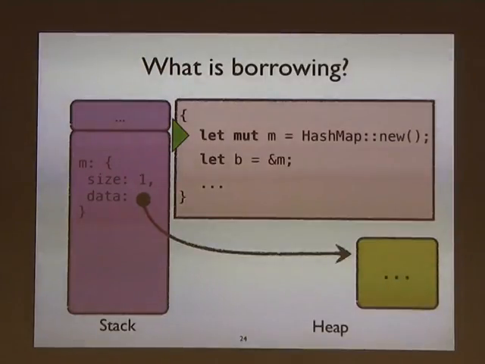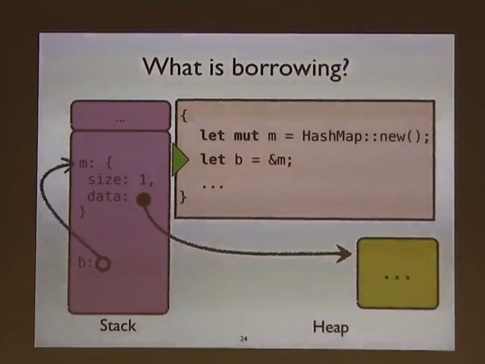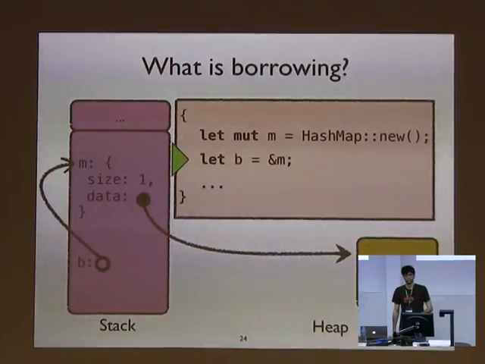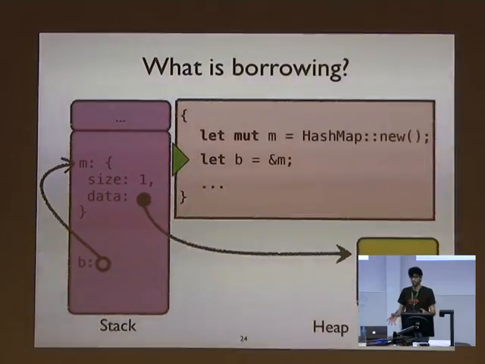So let's see the code, and I think this will make more sense. Here's a little fragment of code. It begins just like the other one. It creates a hash map. But the next thing it does is it takes the address of a local variable. So if you know C, you'll know the ampersand operator. But if you don't, what that basically does is it makes a pointer right into the stack, right? And this is what a borrow is.